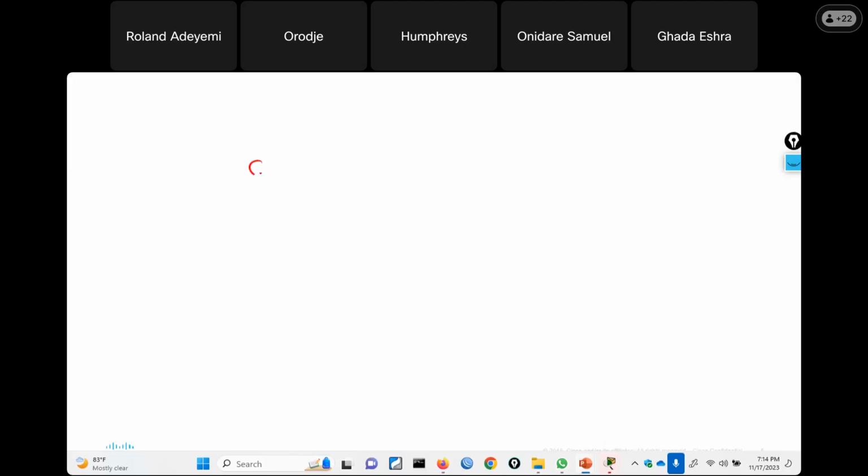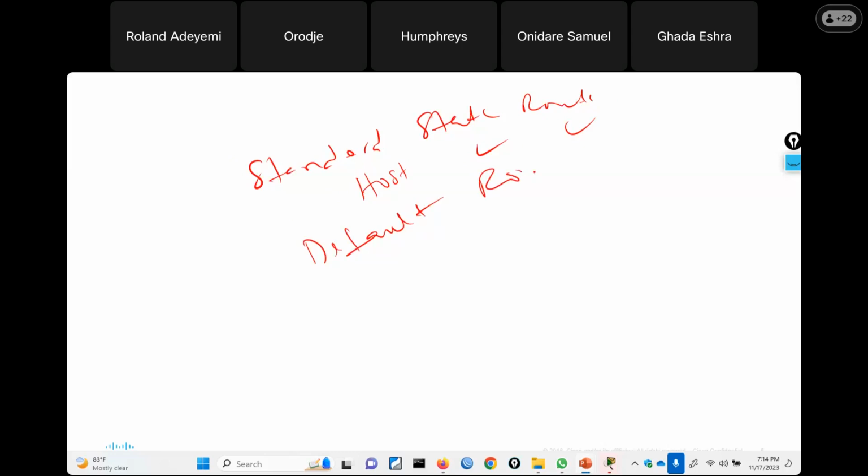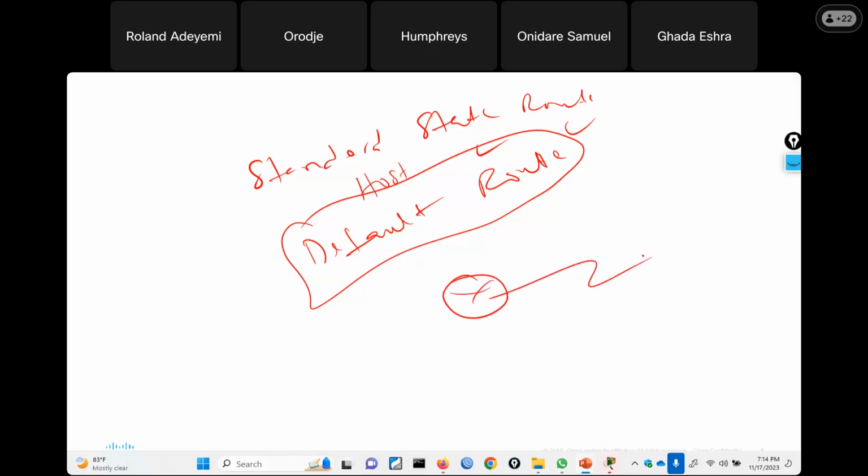So we have talked about standard routes or standard static routes. I have talked about host route, host static route. Now I want to talk about default route. What is default route used for? It's the easiest of them all. We use default route on our edge router that is connected to the service provider.